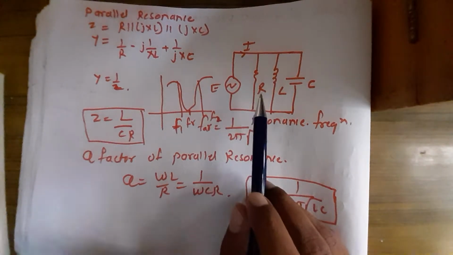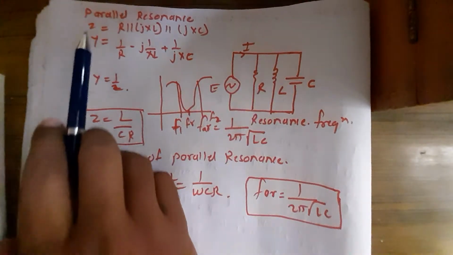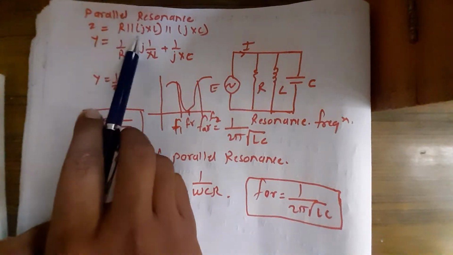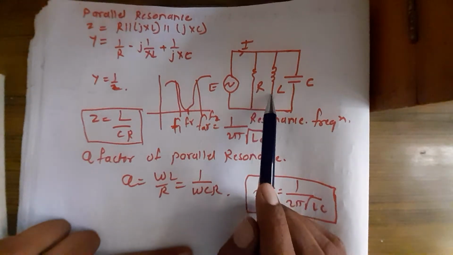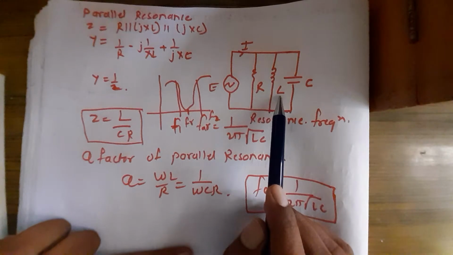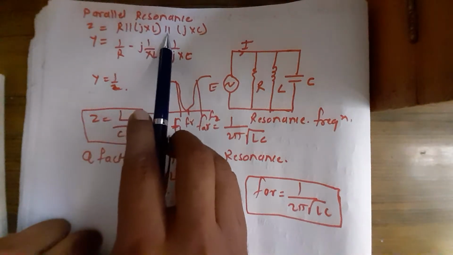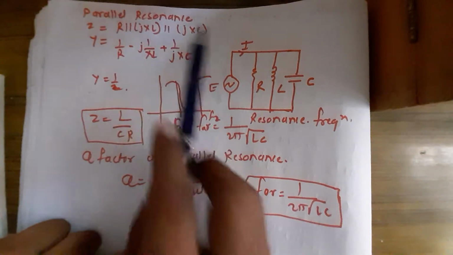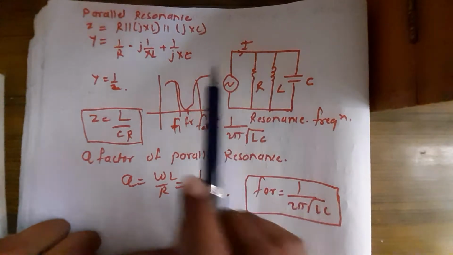Now if you find the total impedance of this circuit, Z equals what? R parallel with jXL parallel with jXC. The L is not written as it is; it is the reactive component, which is why I write jXL parallel with jXC. But these are connected in what? In series parallel.